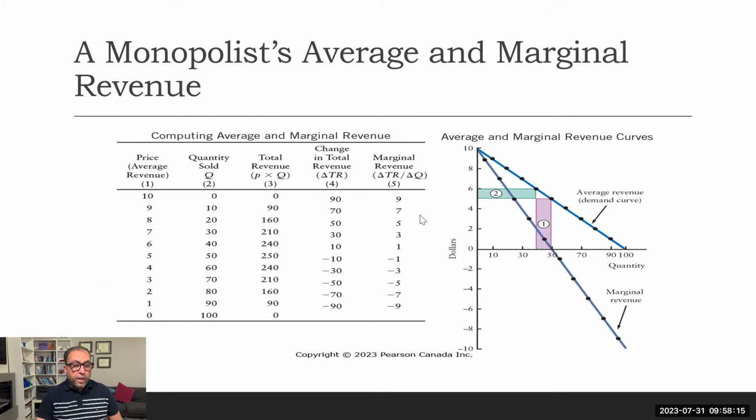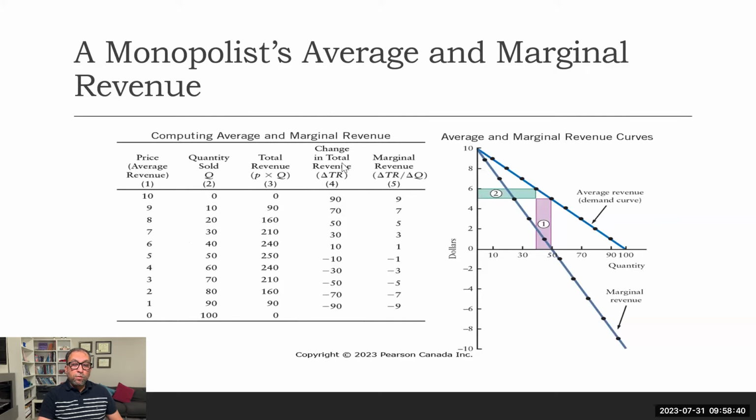So we see here that the first one is price, the second one is quantity. So it's a demand schedule. When we multiply this price and quantity, we get total revenue. So 10 multiplied by 0 is 0, 9 multiplied by 10 is 90, 8 multiplied by 20 is 160, and 7 multiplied by 30 is 210, and so on.